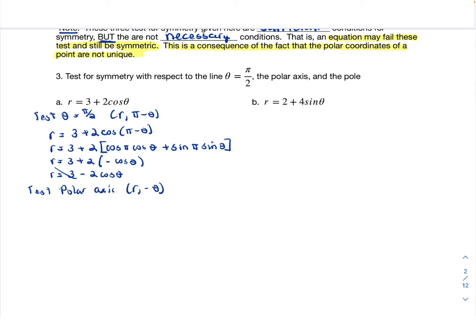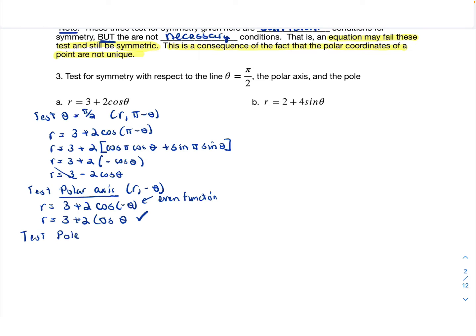Now let's test for the polar axis by replacing every r with r and every theta with negative theta. Now here I have cosine of negative theta. So we need to remember that cosine is an even function. So cosine of negative theta is equal to cosine of theta. Make sure your even and odd functions that we learned earlier in the year come in very handy. So in this case, we do have the equivalent of the original equation. So we can say that this function is symmetric with respect to the polar axis.